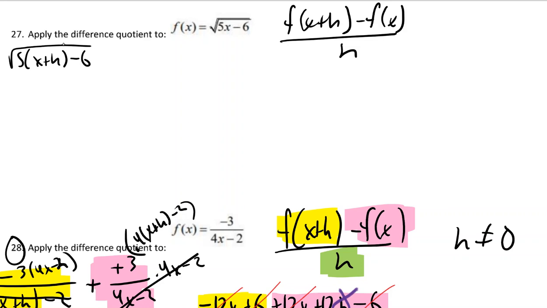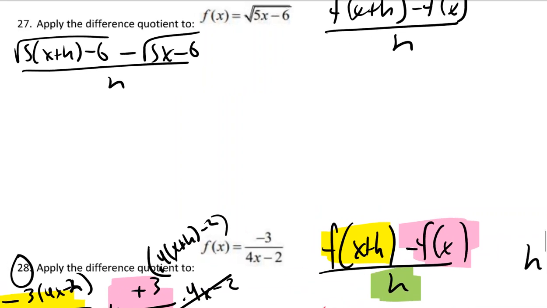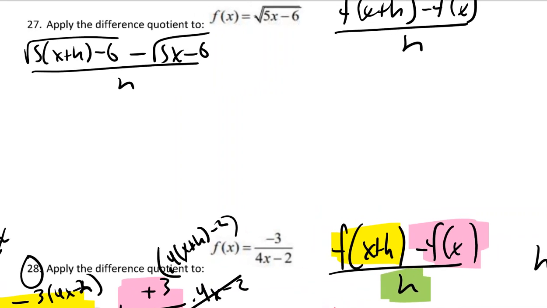So are you okay with why this is f of x plus h? Yes? Okay. This is minus f of x, and this is all over h. Now, just like the question 28 we did a minute ago, as soon as we applied the difference quotient, we had a complex fraction, so we had to know how to simplify the complex fraction. Now we've applied the difference quotient here, and we need to know how to simplify this.